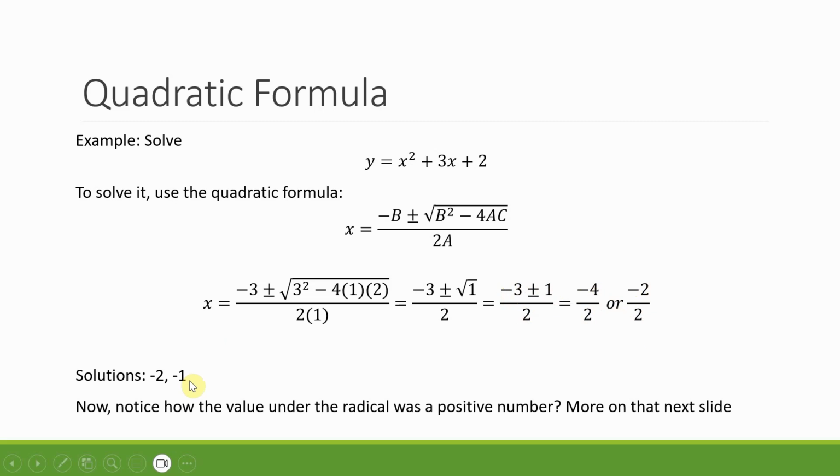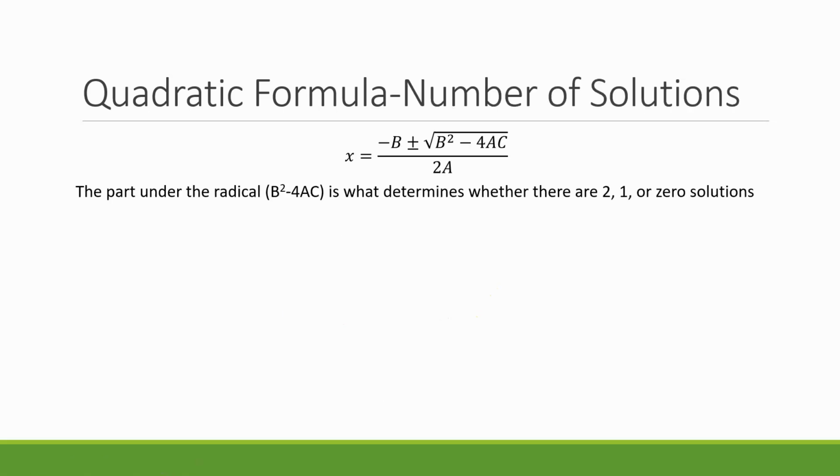Now, notice the value under the radical, so under the square root. This all came out to be 1, which is a positive number. That is important, and I'm going to go talk about it now on the next slide.